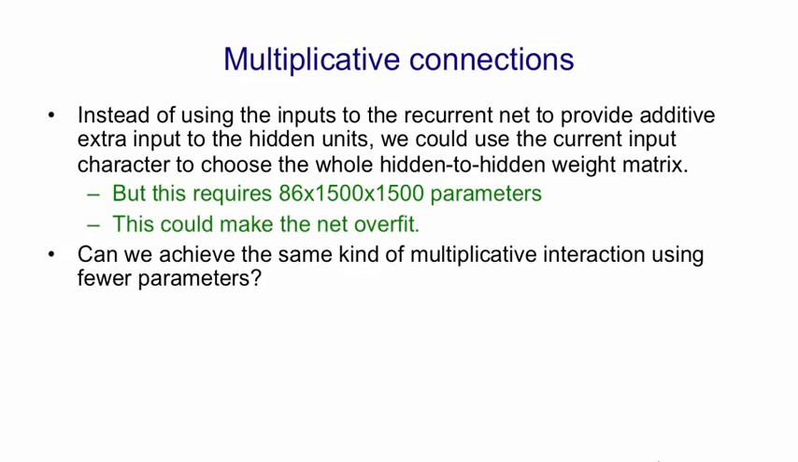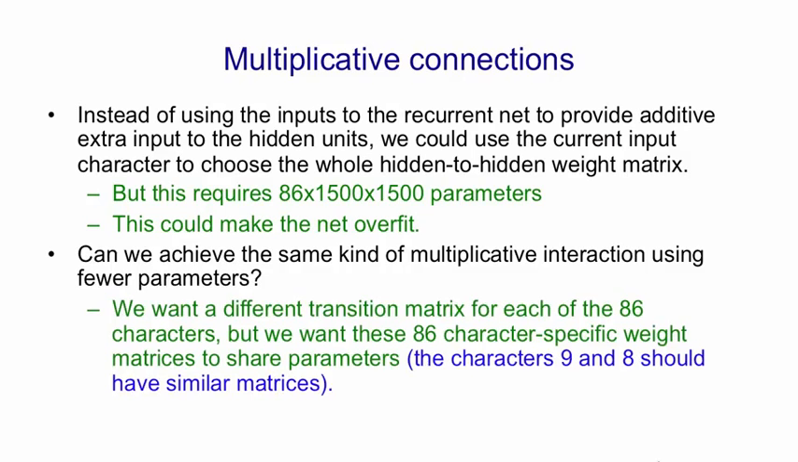So the question is, can we achieve this kind of multiplicative interaction where the character determines the hidden-to-hidden weight matrix using many fewer parameters by making use of the fact that characters have things in common? For example, all of the digits are all quite similar to each other in the way in which they make the hidden state evolve. So we want to have a different transition matrix for each of those 86 characters, but we want those 86 character-specific weight matrices to share parameters. And that's a reasonable thing to do because we know that characters 8 and 9 should have very similar transition matrices.